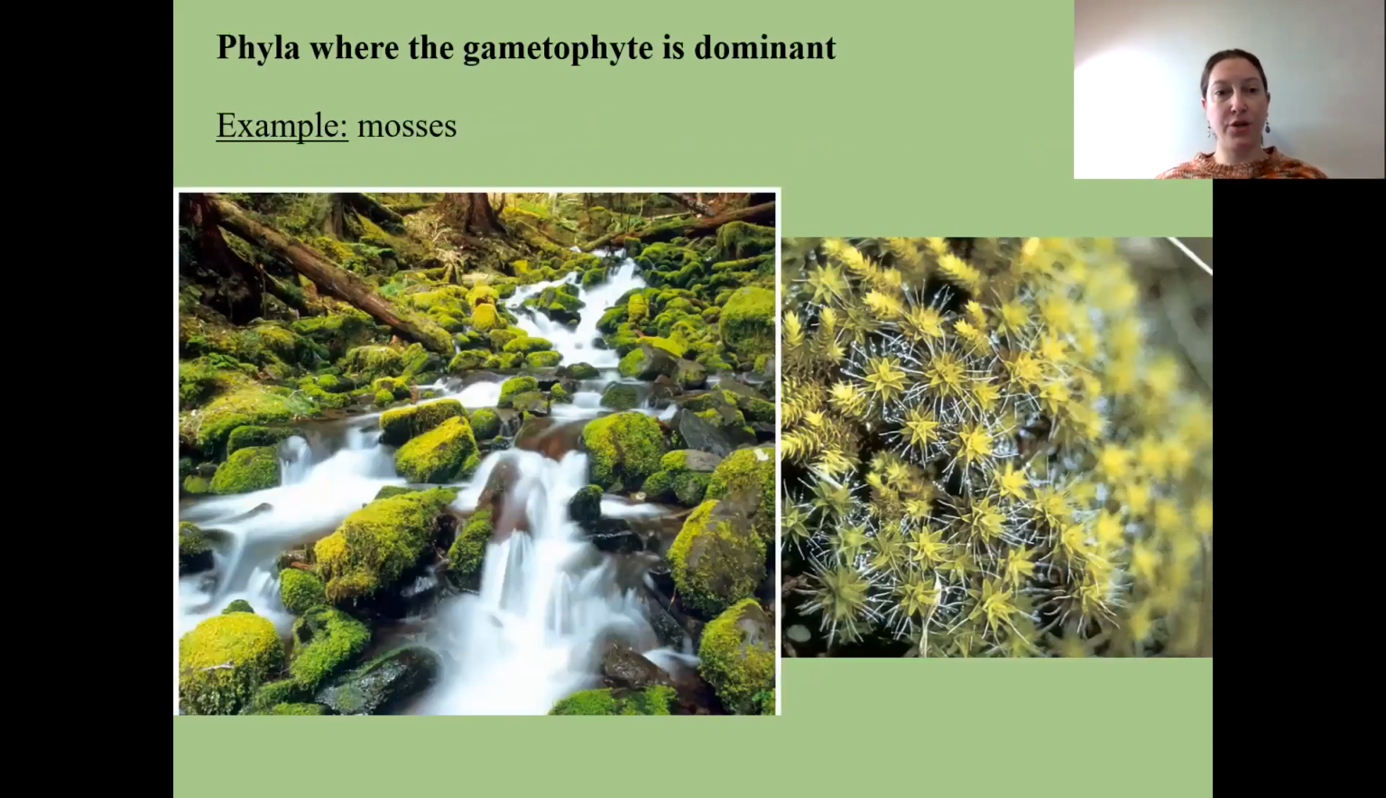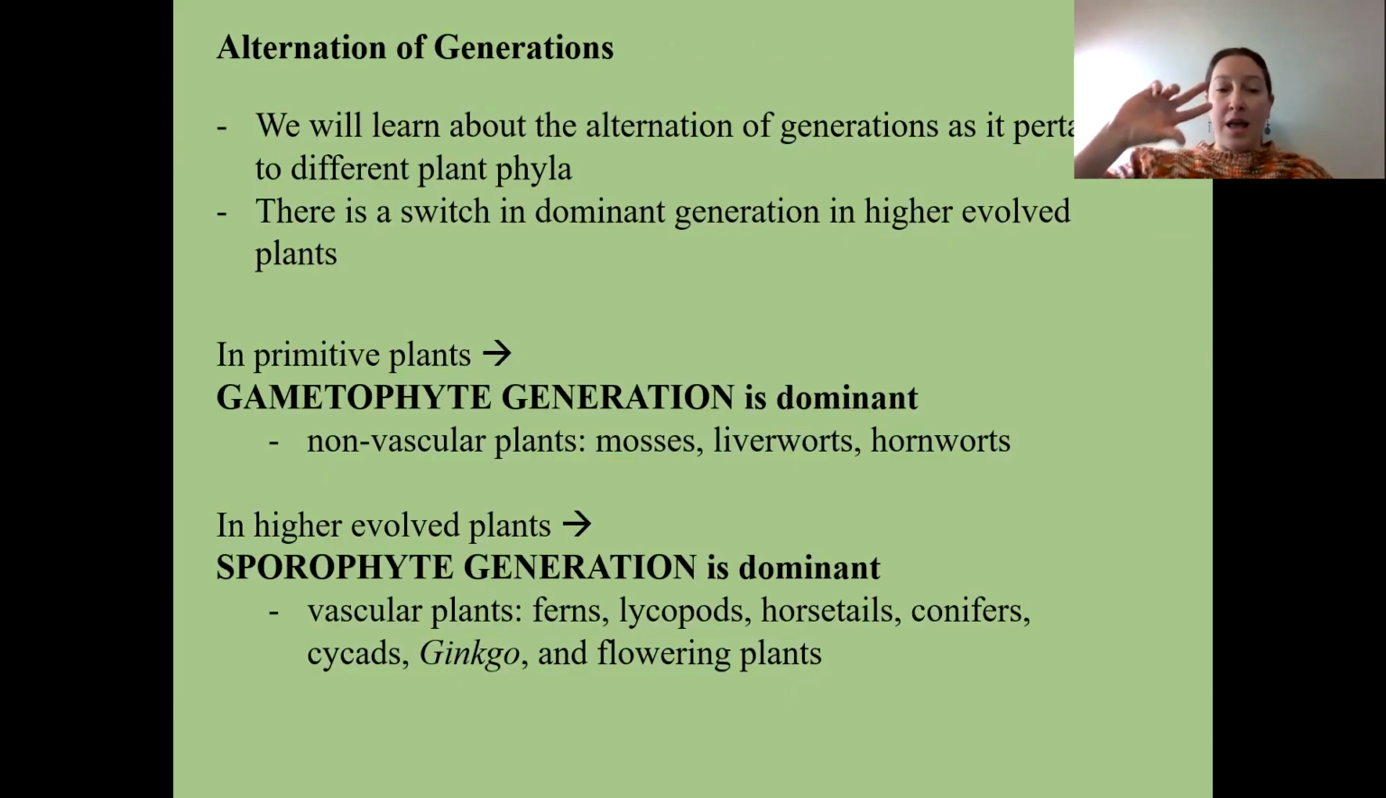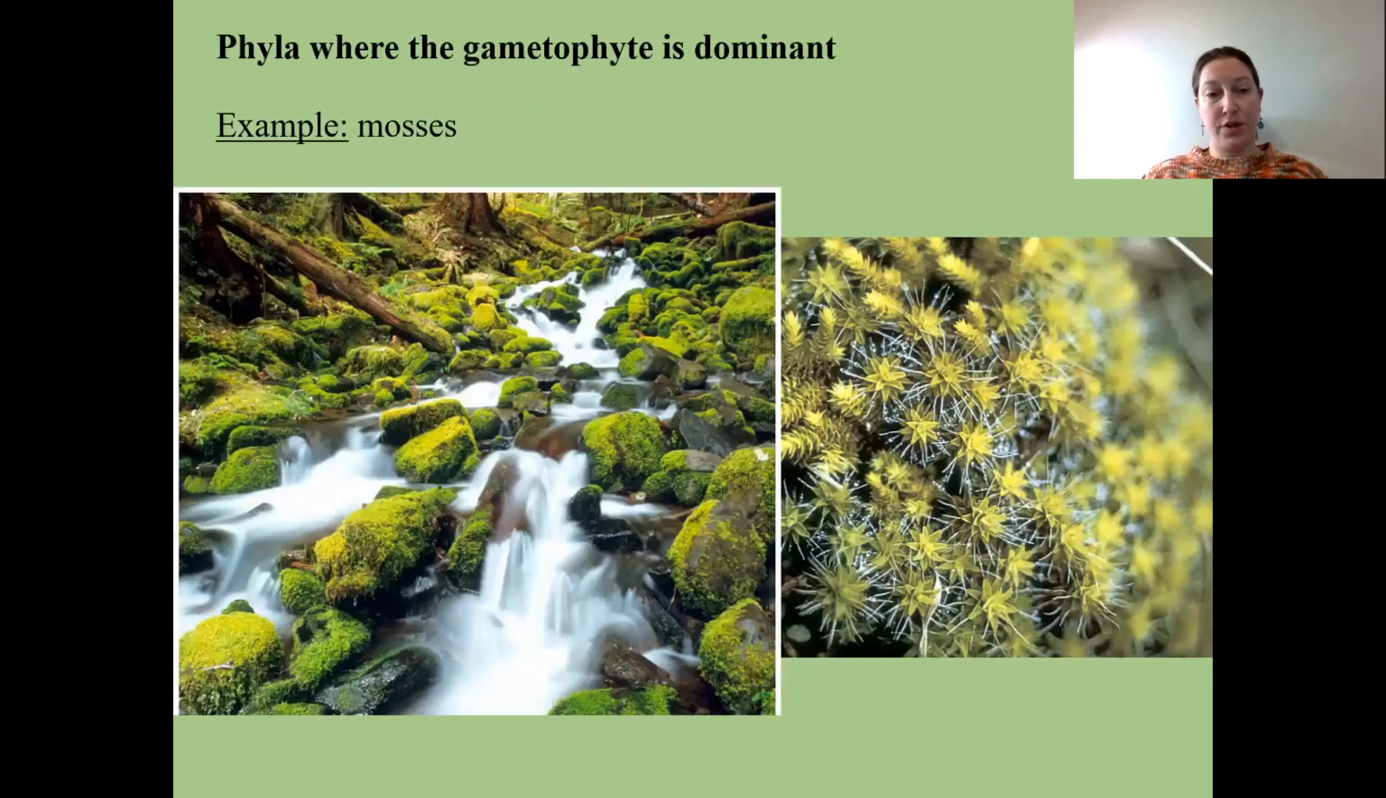Just to have some pretty pictures. So here's an example of going from plants that have the gametophyte generation dominant and plants that have sporophyte generation dominant. So for example, here's moss. This is what moss looks like. You see the green stuff on the rocks? That's moss. And that green stuff is the gametophyte plant.